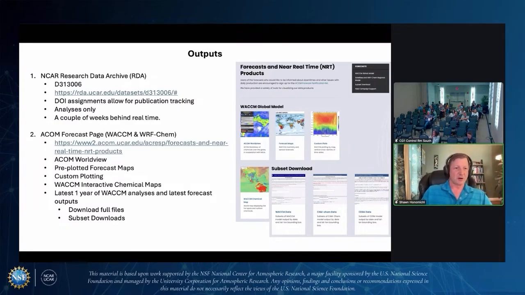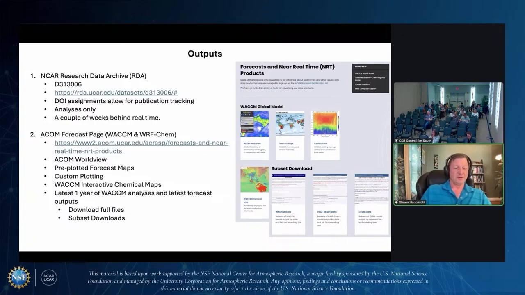The second location is our own ACOM forecast page, also easily found with a Google search, ACOM forecasts, and there are a few different products in there to choose from. From a visualization perspective, there's our ACOM Worldview product, which I showed in my third slide. There are pre-plotted forecast maps like the animation I showed in the beginning as well. There's a custom plotting tool where you can pick a date, a variable, a time, and a location, and do your own map or vertical cross-section if you want.